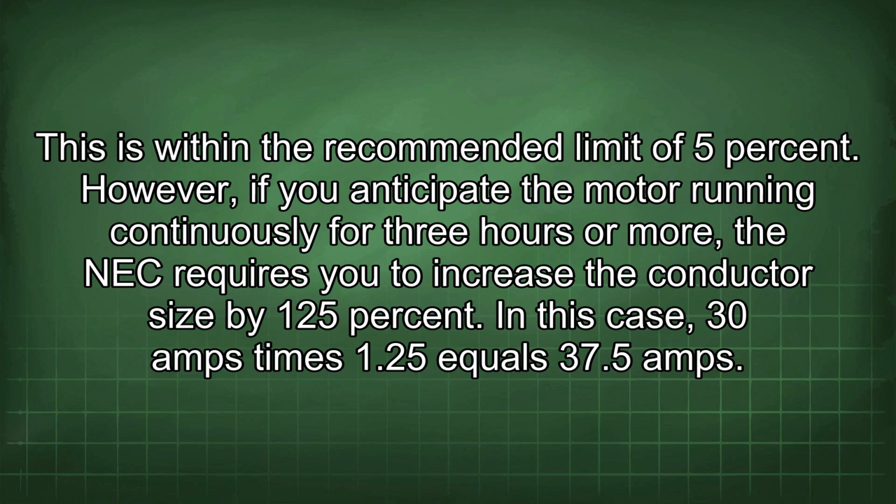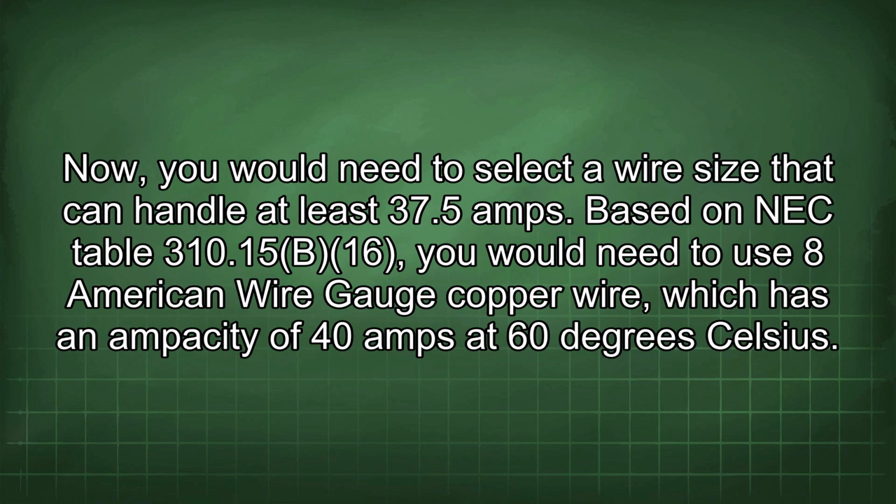However, if you anticipate the motor running continuously for 3 hours or more, the NEC requires you to increase the conductor size by 125%. In this case, 30 amps times 1.25 equals 37.5 amps. Now, you would need to select a wire size that can handle at least 37.5 amps.